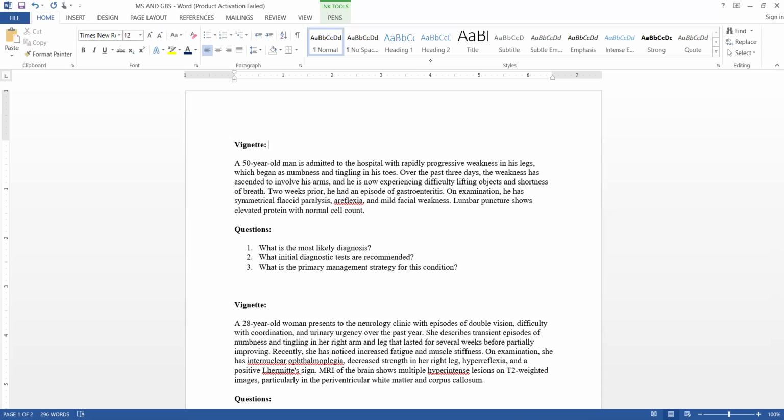Question 1. What is the most likely diagnosis? 2. What initial diagnostic tests are recommended? 3. What is the primary management strategy for this condition?